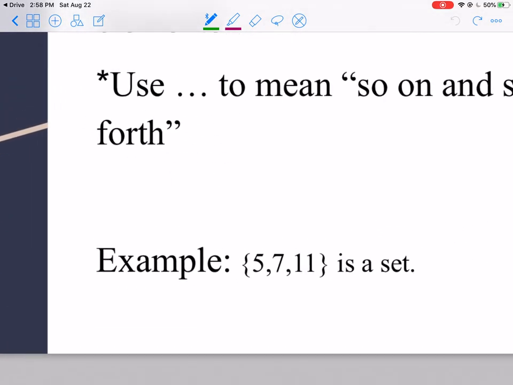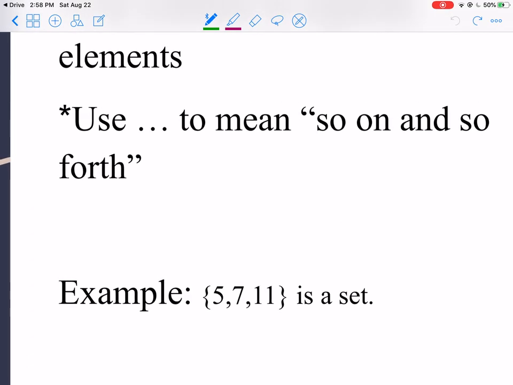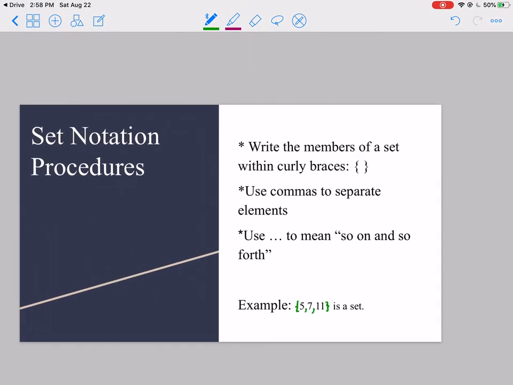So if the pattern continues and it goes on and on, you're going to use ... All right, so here's a very basic example. If we have a set of numbers that include 5, 7, and 11, we can write that with these curly brackets around them and commas separating each element. Okay.